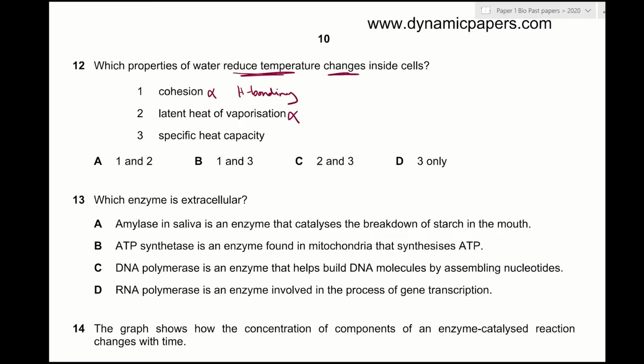3. Specific heat capacity. For those who don't know what specific heat capacity is, it's the energy required to increase the temperature of 1 kilogram of water by 1 degree. And as we all know, water actually has a high specific heat capacity, meaning that it requires more energy in order to change temperature. Therefore, specific heat capacity is the only property that actually reduces temperature changes inside cells. Therefore, the answer is going to be D.